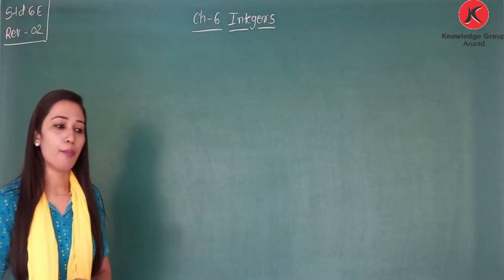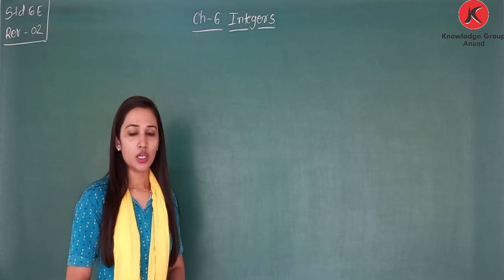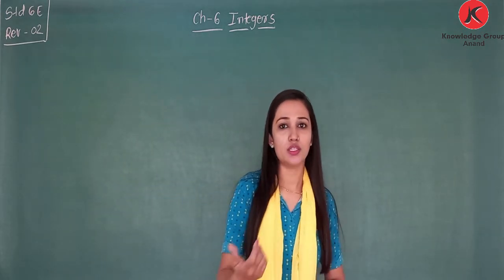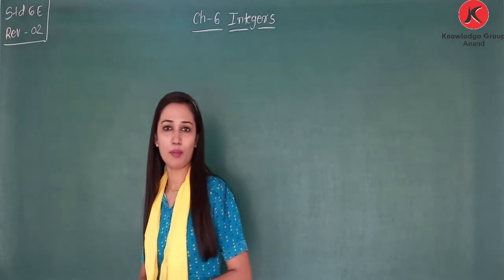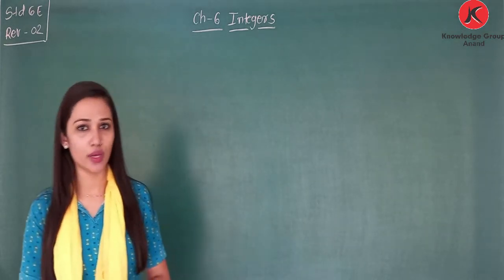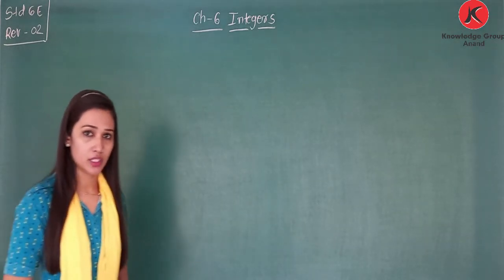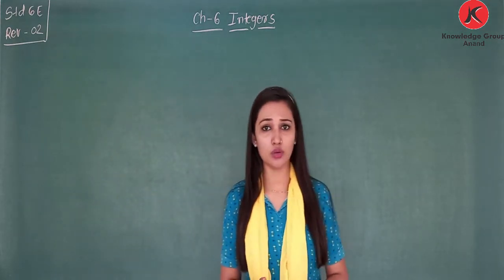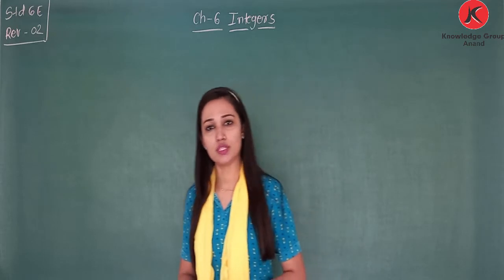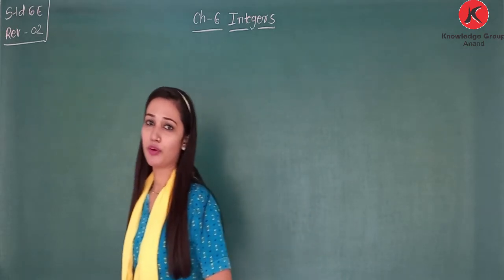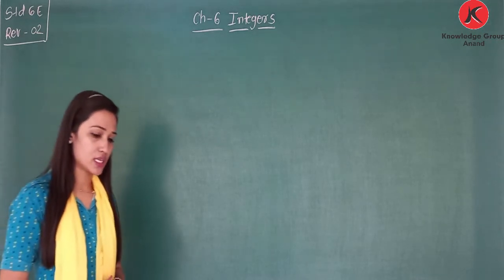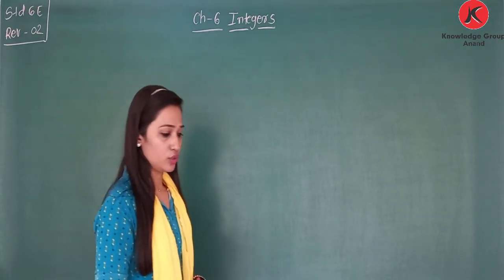If we are comparing two negative integers, then the larger number will be the smaller one. For example, if we have minus 100 and minus 1, then minus 1 will be greater. If we are comparing one negative and one positive, then the positive number will always be greater. This way we can perform the comparison and also learn how to represent integers in ascending or descending order.